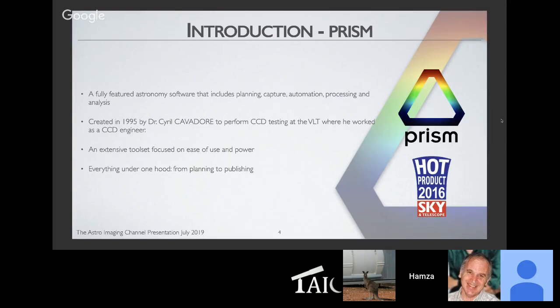So basically, the mission behind Prism is to give you the most amount of power and make it a package that is easy to use. We would like it to be one toolbox that you could use for all your astronomical endeavors. It's everything under one hood. It's from planning all the way to publishing. You could use it to plan, capture, process, pre-process, post-process, do your scientific analysis, and so on.